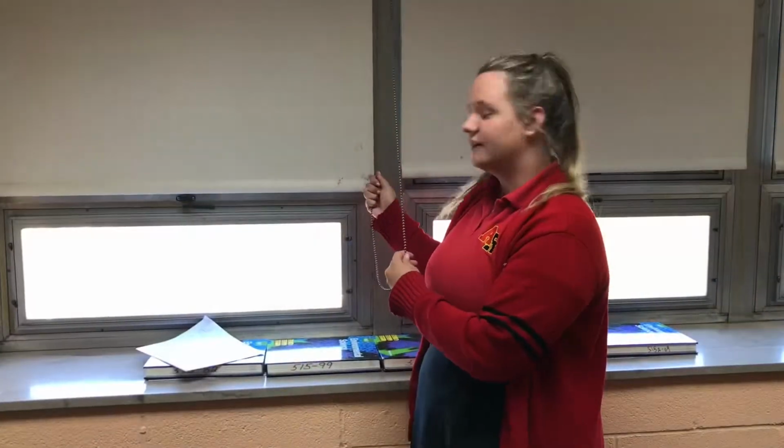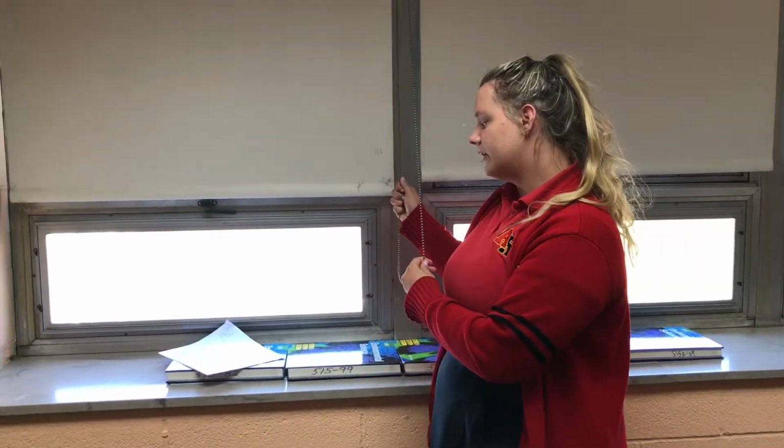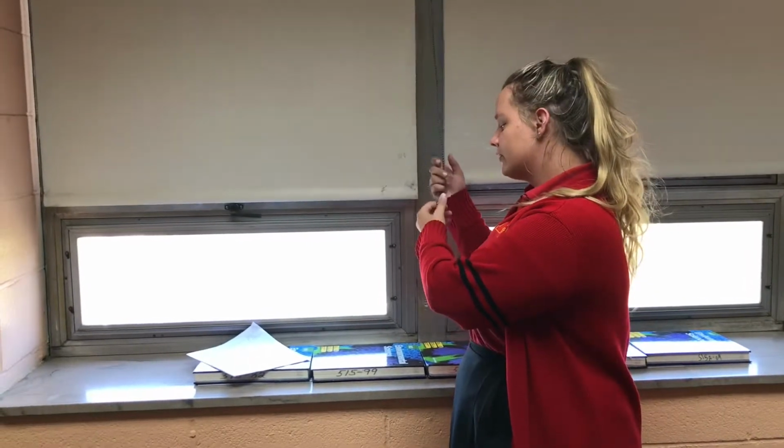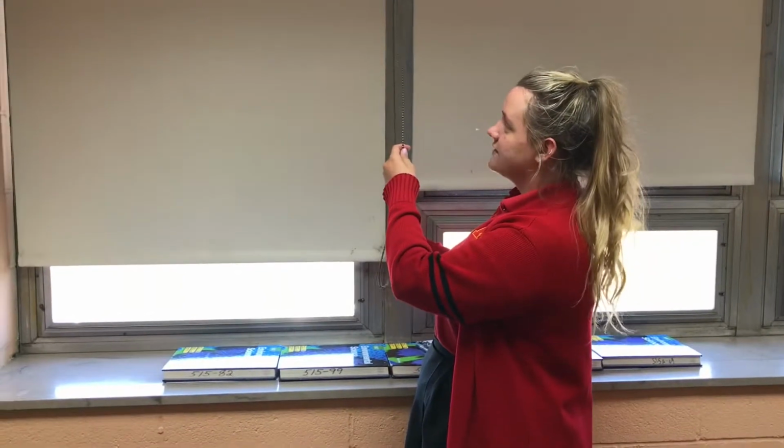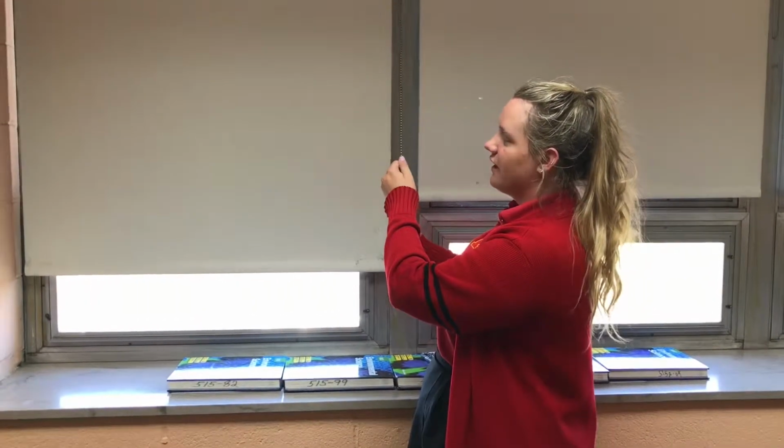This is an example of a fixed pulley. A pulley is a grooved wheel with a rope or chain running along the groove. By pulling down on this side, the shade moves down. By pulling down on this side, the shade moves up.